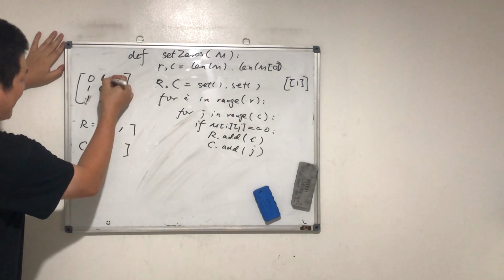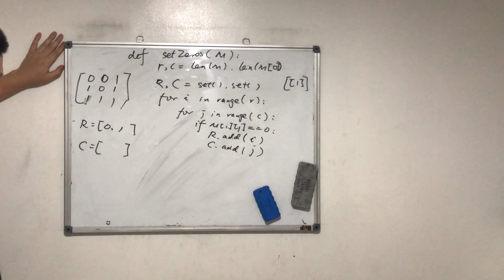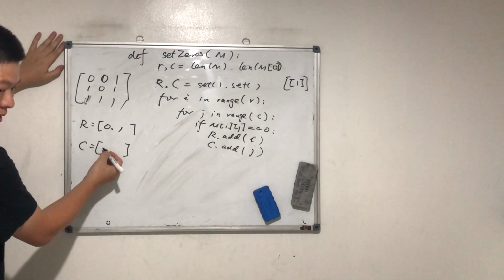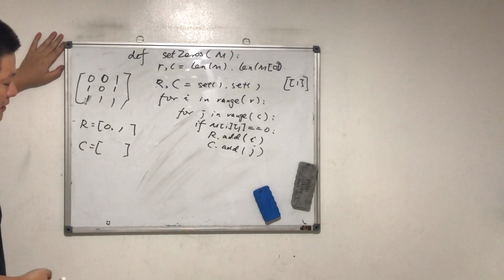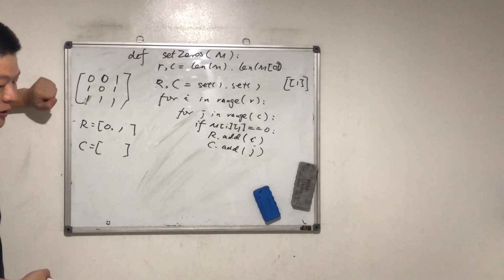How about if I put this as 0 as well? Does it all change? All of them are going to be bad? No, this is the same. Is it the same? Which rows contain 0 and 1?